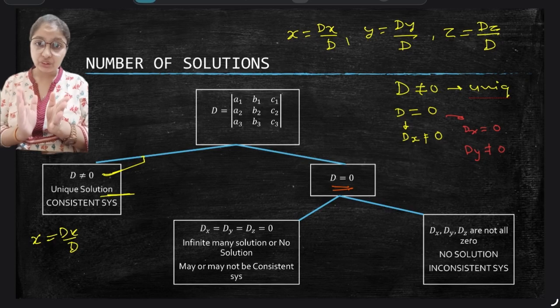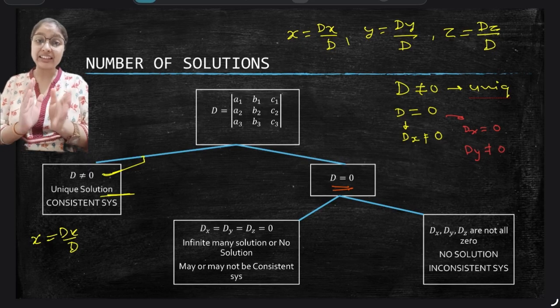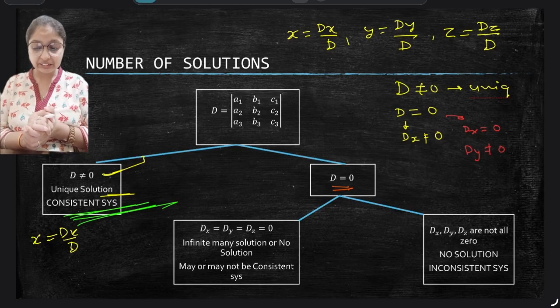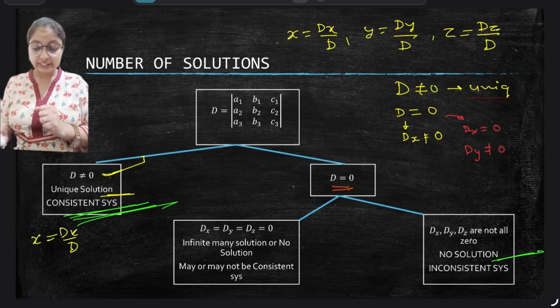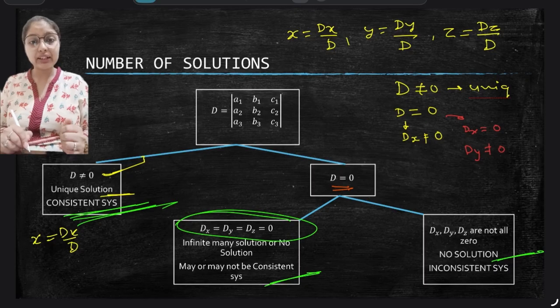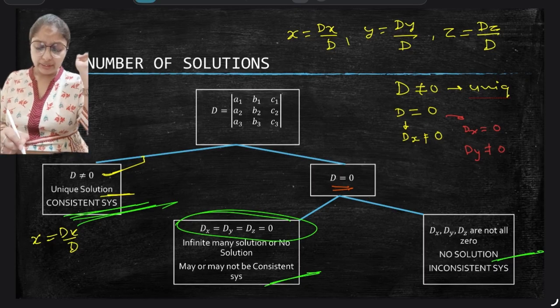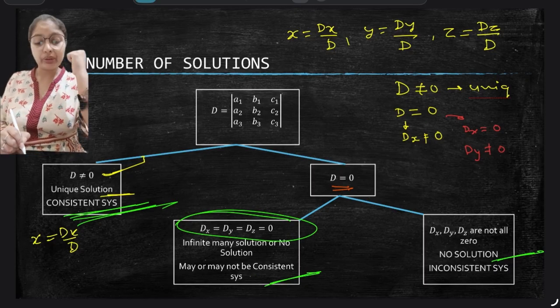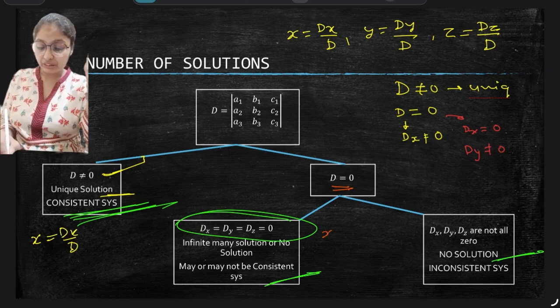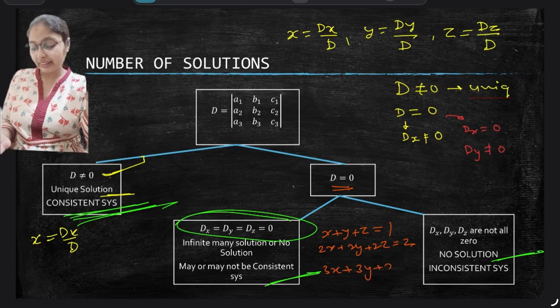Now, whenever a solution exists, we say that my system is a consistent system, and whenever a solution is not there, we say inconsistent. So in the case of a unique solution, the system will be consistent, no solution is an inconsistent system, and when dx, dy, dz are all 0, then it may or may not be consistent. How can we say may or may not be consistent? Suppose I have one example: x plus y plus z equal to 1, 2x plus 2y plus 2z equal to 2, and 3x plus 3y plus 3z equal to 5.